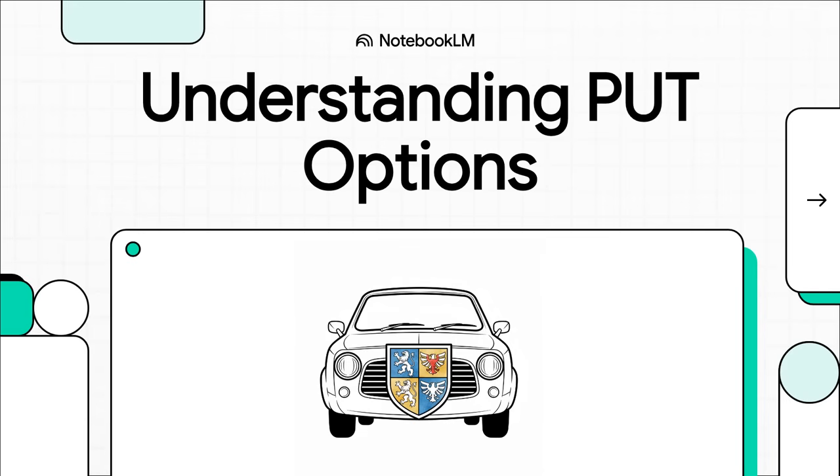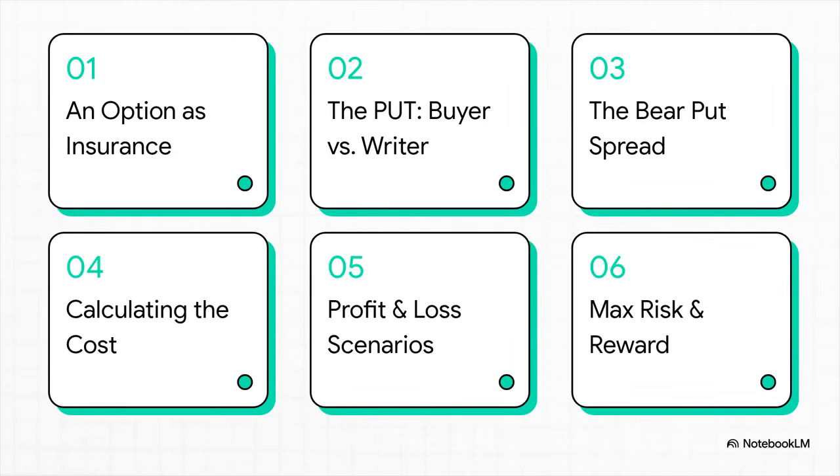Let's jump right in. Okay, so here's our roadmap. We're going to start with a concept we all get, insurance, to really understand what a put option is all about. From there, we'll actually build the bear put spread, we'll run the numbers on profit and loss, and you'll see exactly how it puts a hard limit on your risk.